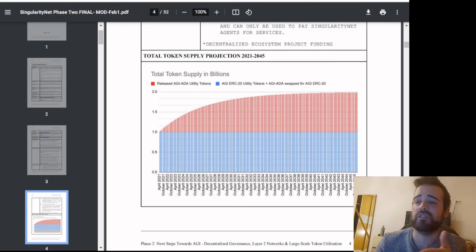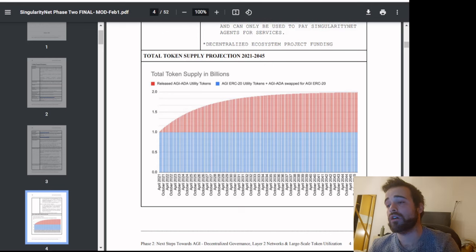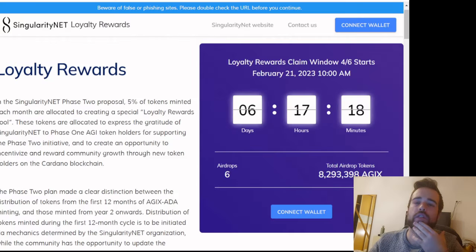In addition, this phase 2 with the new tokenomics also included the creation by Singularity Net of the loyalty rewards pool. What is this pool, the loyalty rewards, you ask? Well, it's a pool that consists of 5% of the tokens that are minted each month, okay? And those tokens are allocated to the AGI token holders. So the token holders that were holding the AGI token in the first phase of the token, where there was just a maximum supply of 1 billion.